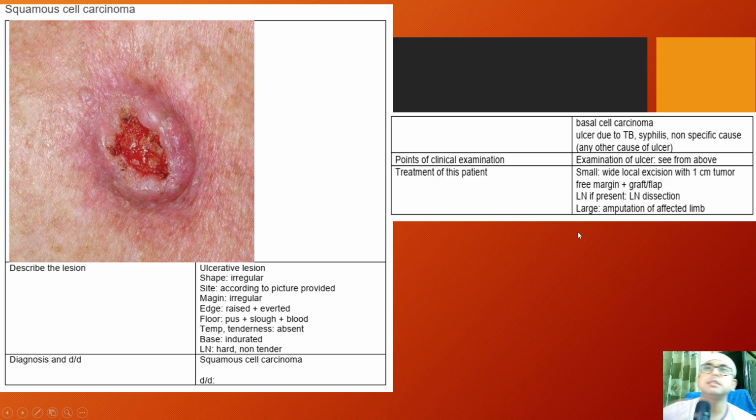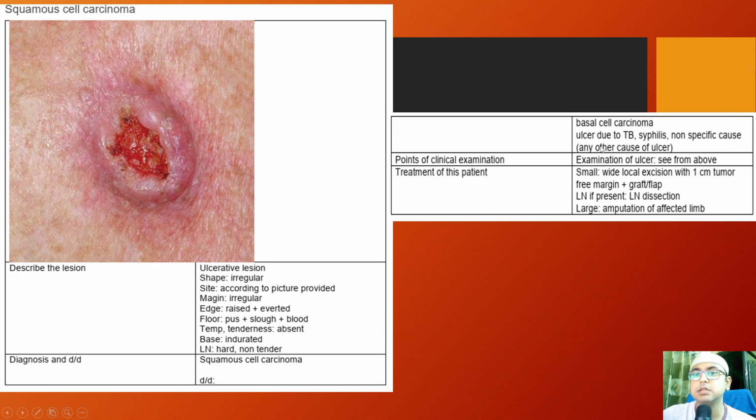Here it is a skin lesion. You can see it is an ulcer, so if you describe an ulcer: the margin is raised and everted, with central necrosis, it is an ulcerative lesion, shape irregular. Margin raised, edge everted, centrally slough, blood and discharge, temperature absent, base indurated, hard and non-tender. So this is a malignant ulcer or non-healing ulcer.